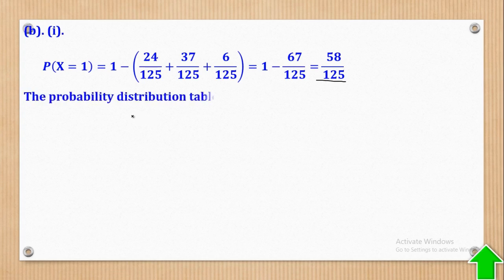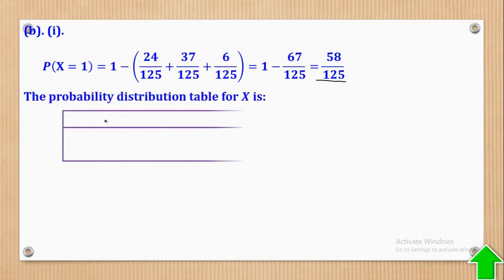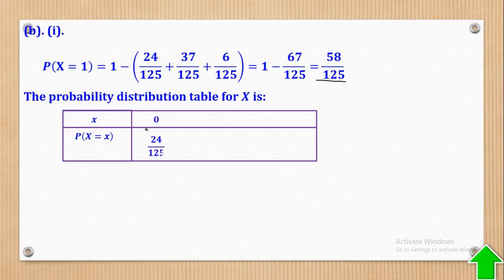Therefore we can now tabulate our probabilities. So we have a column of x and a column of corresponding probability. When x is 0, probability is that. When x is 1, probability is that. When x is 2, probability is that. And lastly, when x is 3, probability is that. So basically that is the probability distribution table.